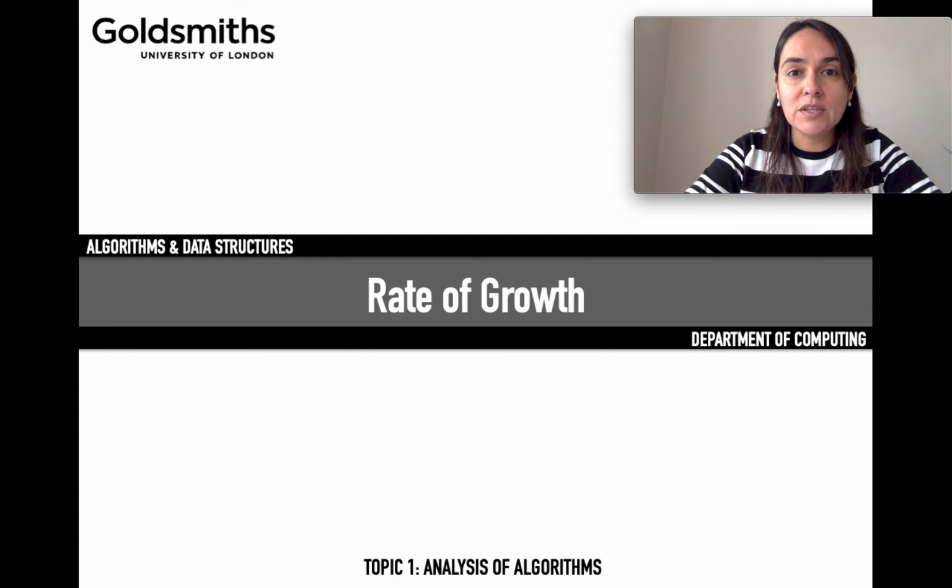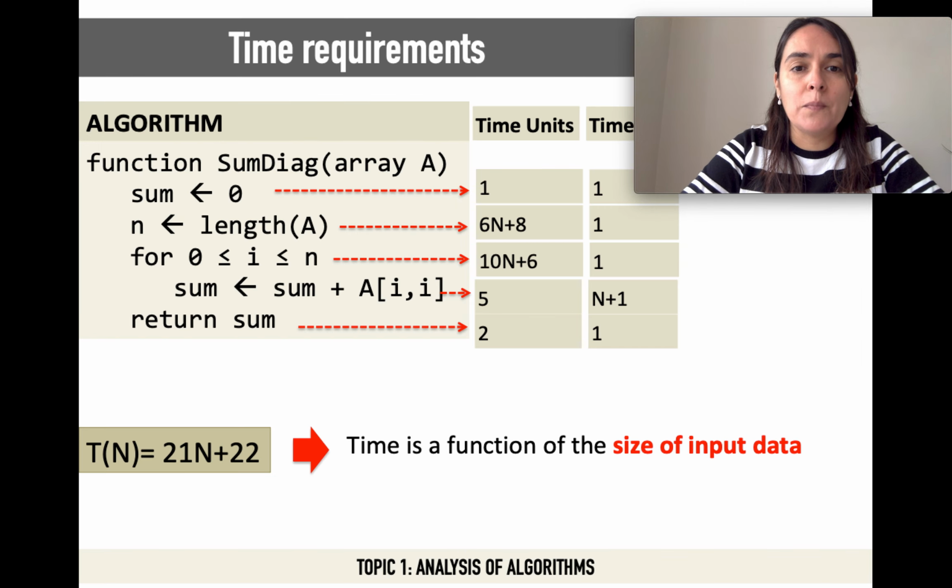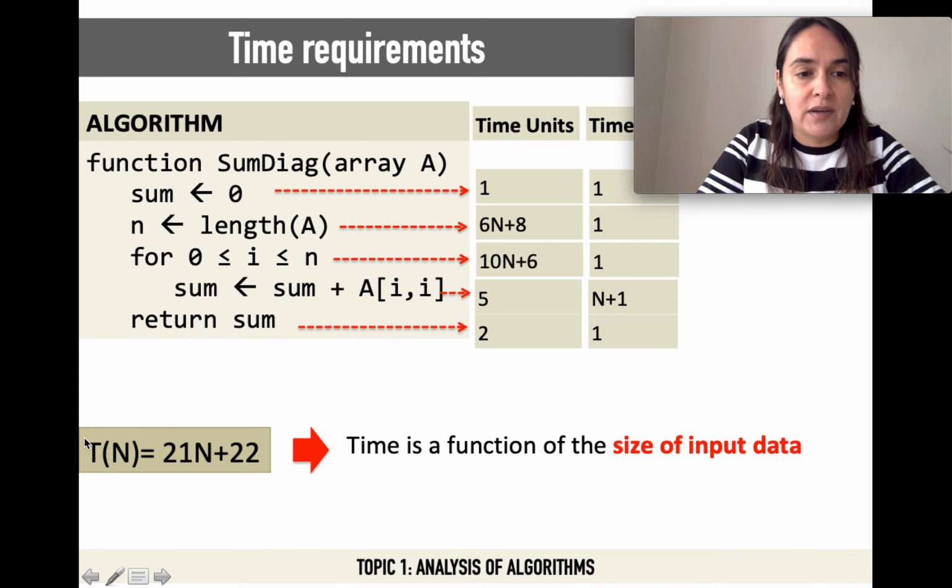In this video, we are going to study the rate of growth, and that means how much the time requirement or the memory requirement of our algorithms grows with the size of the input data. So we just saw in this exercise that if we count every single time unit in this algorithm, we will get this function, and this function depends on the size of the input data. Following this rule, it is 21n, where n is the size of the array, plus 22.